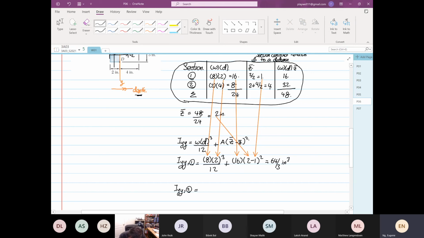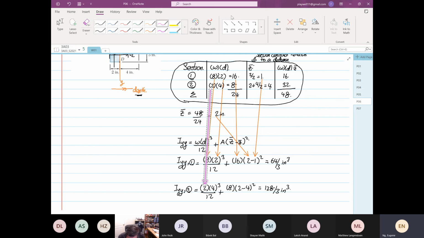Again, I can find IYY2. IYY2 is equal, so I just put 2, 4 cubed over 12 plus the area, which is 8, and then 2 minus 4 squared. Again, 2 times 4 cubed divided by 12 plus 8 times 4 squared. So it is equal to 128 over 3 inches cubed.